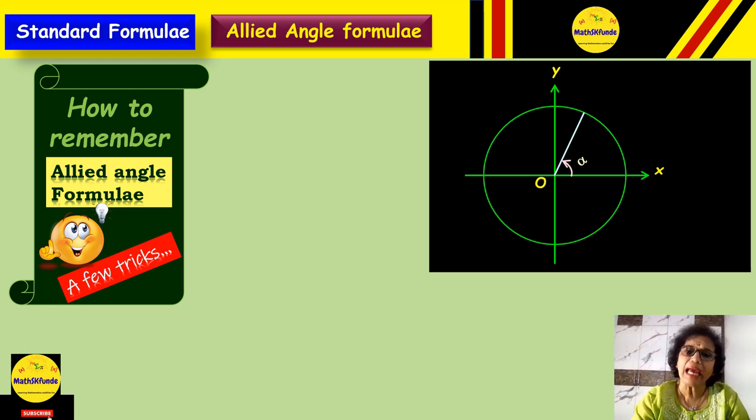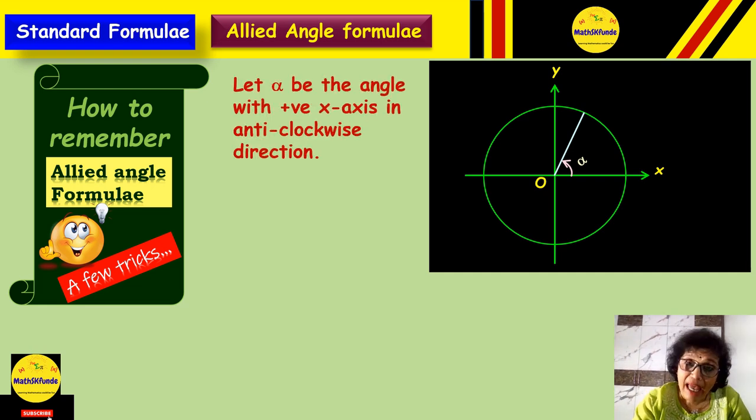Now I will be taking help of this unit circle even in explaining those tricks. And here I have shown one line which makes angle alpha with positive x-axis in anti-clockwise direction. Now this alpha can be 90 minus theta or 90 plus theta or 180 minus theta, 180 plus theta, etc. Right? Now look at the quadrants first.